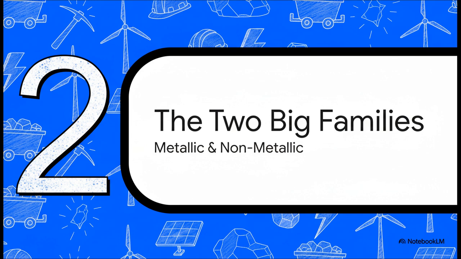Okay, so now that we know what minerals are, let's see how we can group them. Think of it like this. Minerals have two big families. And these families are metallic and non-metallic. This is the most basic and most important classification, okay? If you get this right, the rest of the chapter becomes so much easier.